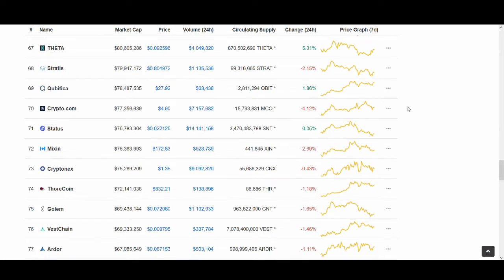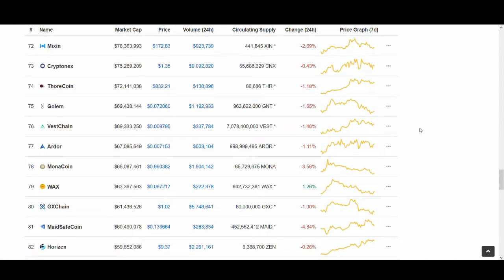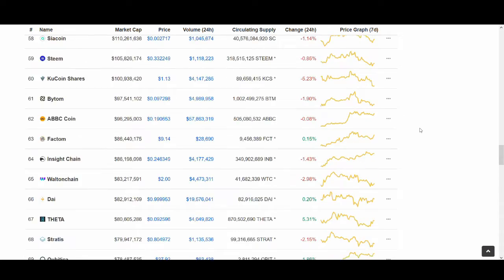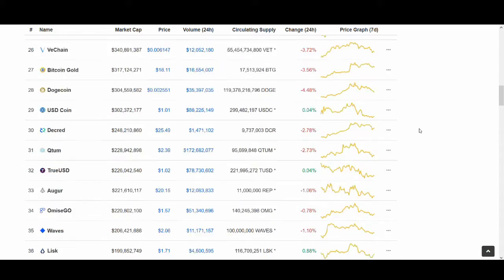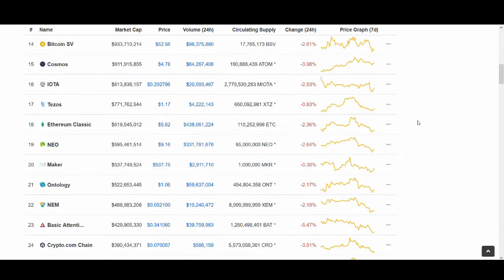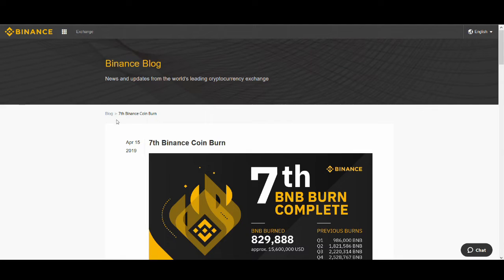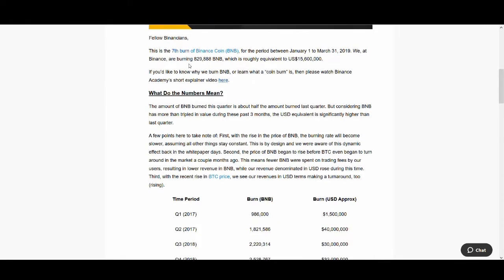And although I'm a trader, I predominantly get in and out of coins, there are some coins that I like to invest in longer term. So this is one of the coins that I really like, and the coin that I'm going to talk about today is Binance coin. So guys, this article is actually really good.